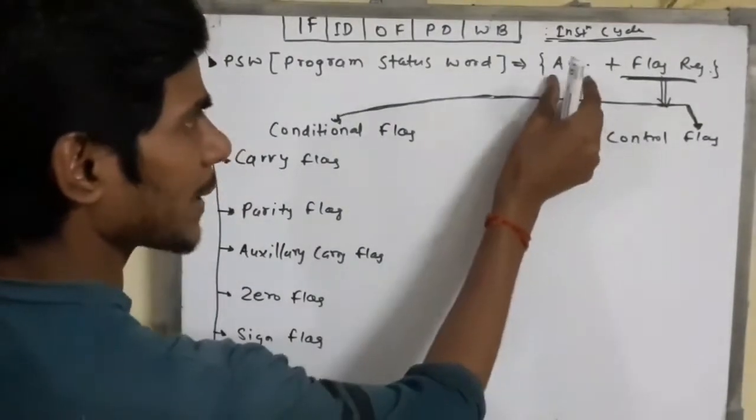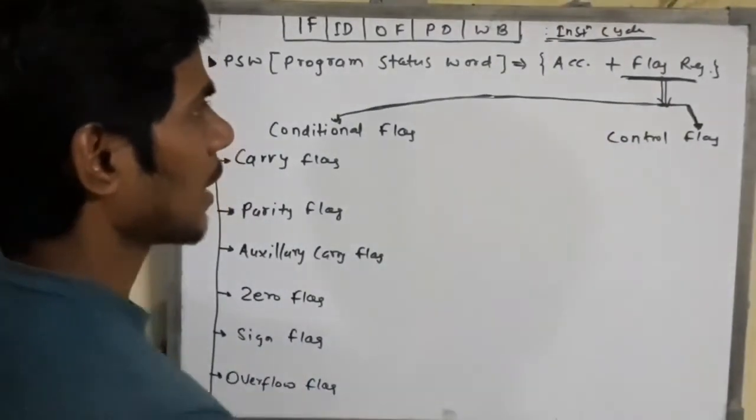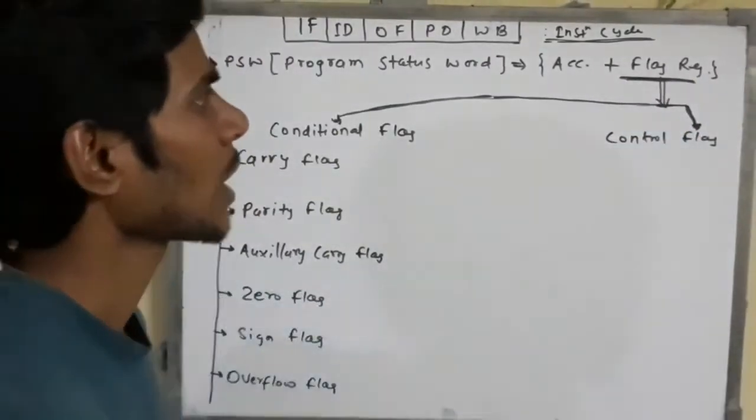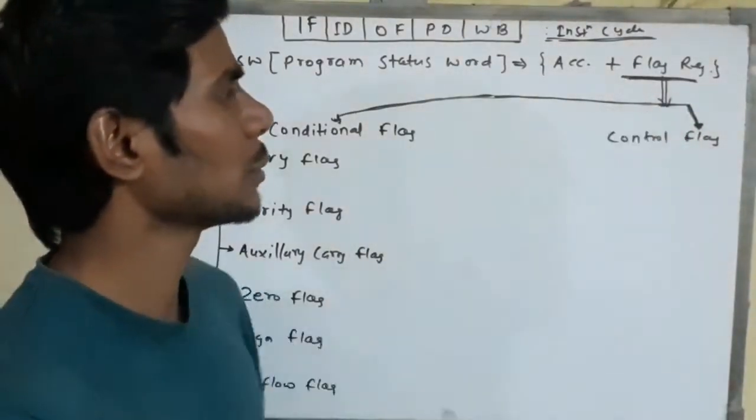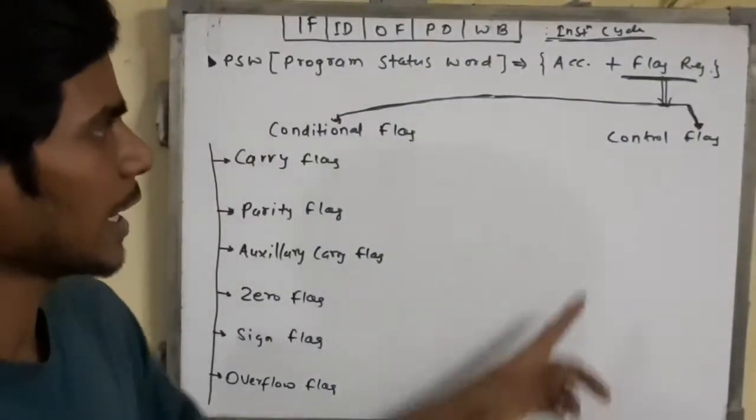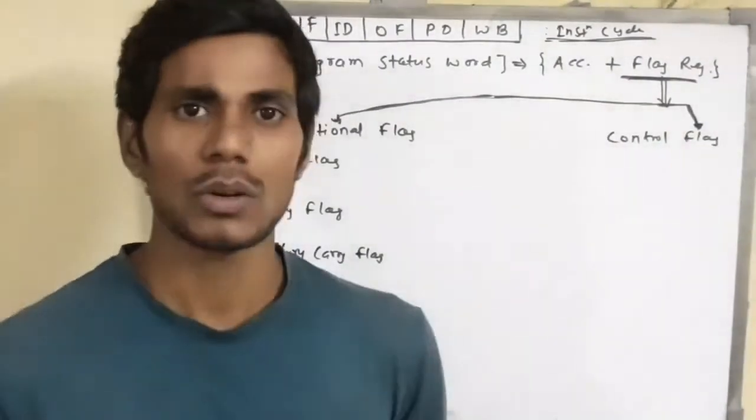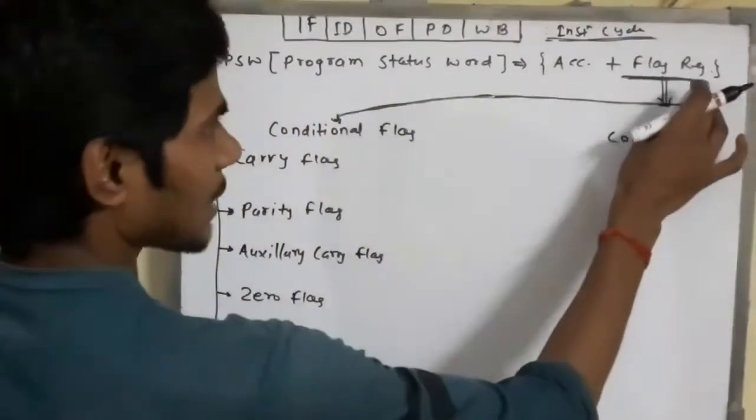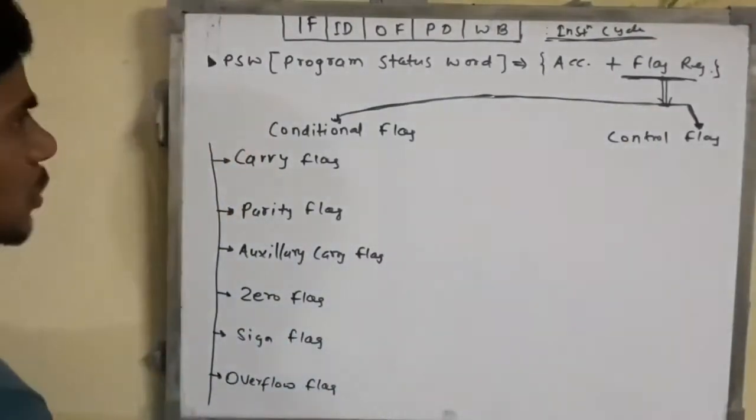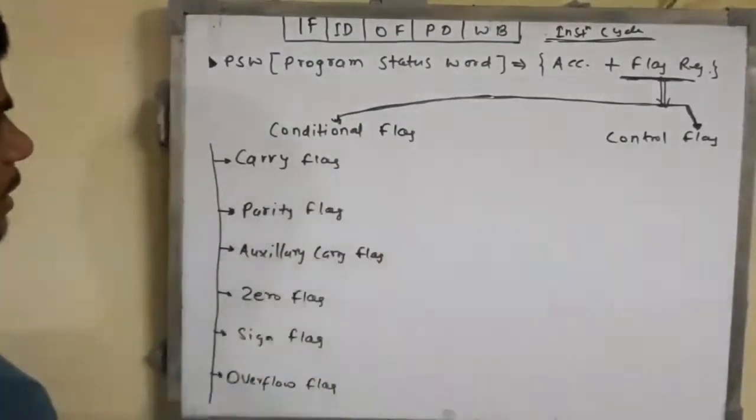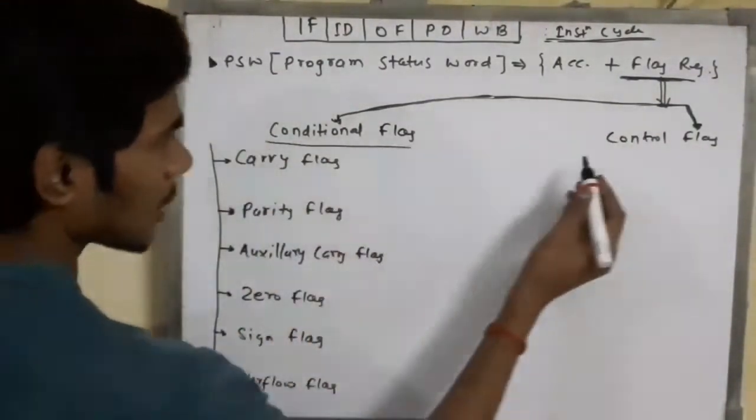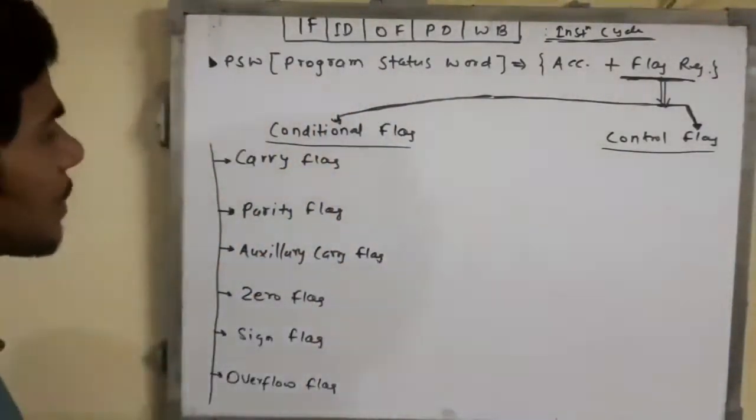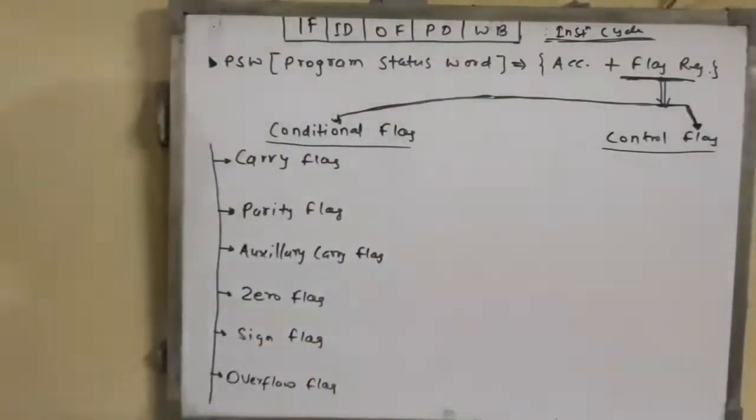The resultant of the operation is stored in the accumulator, and the extra information associated with the result is stored in the flag register. So the flag register is 1-bit memory which is used to hold additional information like carry, overflow bits, zero flag, parity bits, etc. There are two types of flag. First one is conditional flag and second one is control flag. We will see them one by one. First, let's see control flag.